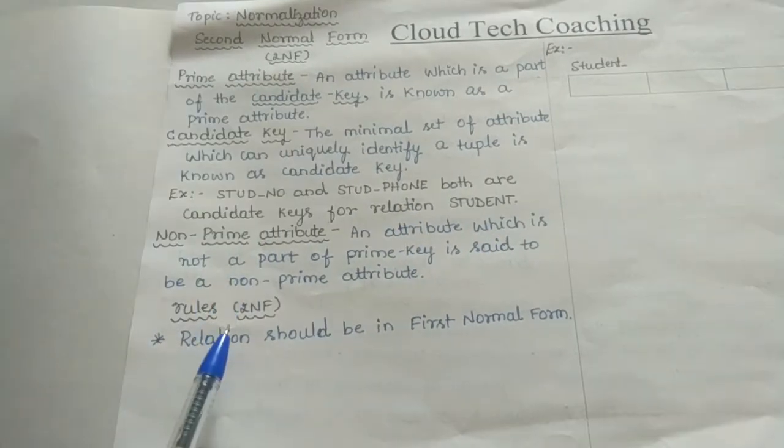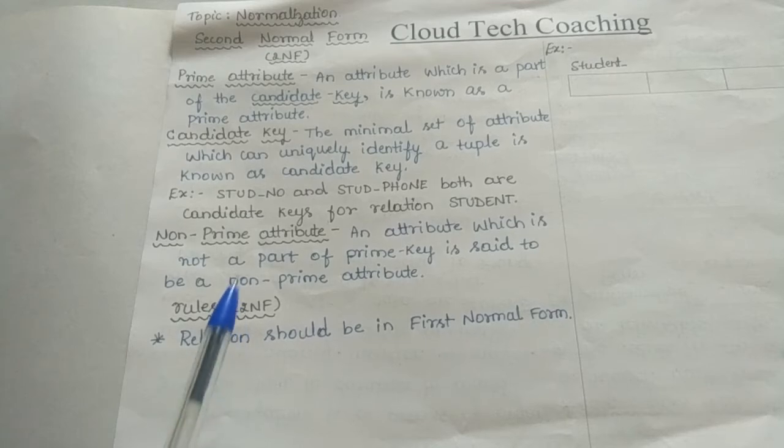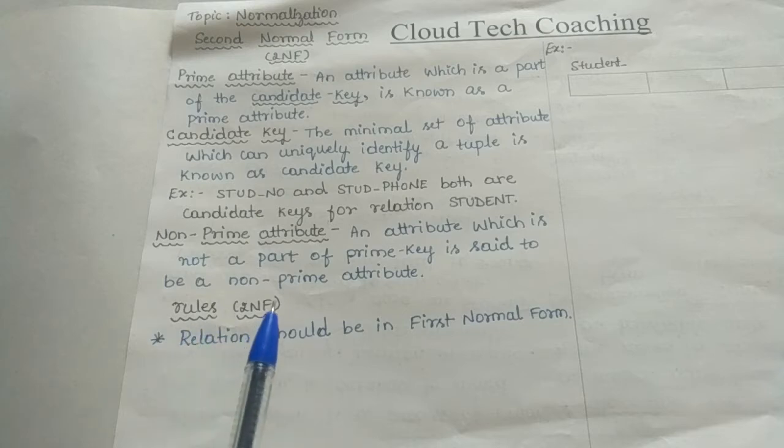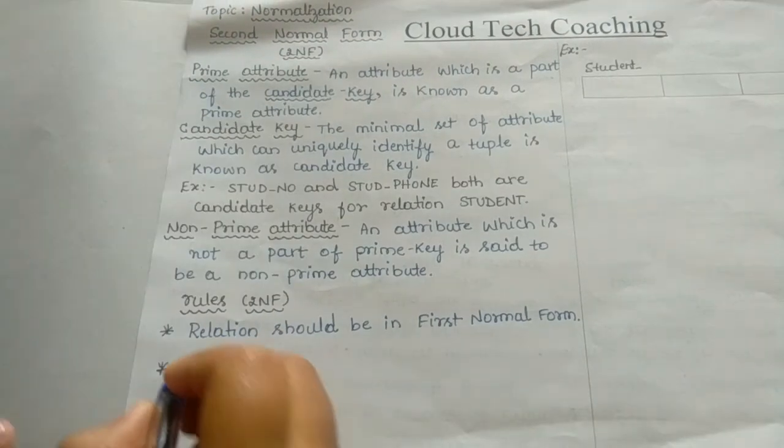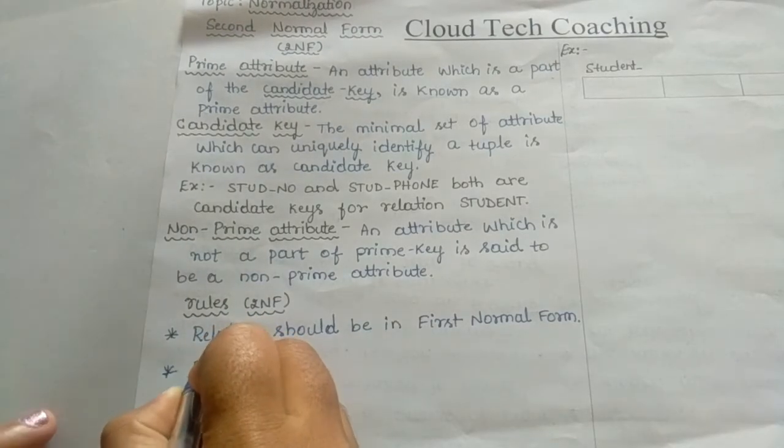Now we will see the rules of second normalization. To achieve second normal form, the relation should be in first normal form. This is the first rule of second normal form. Next we will see the second rule of 2NF.